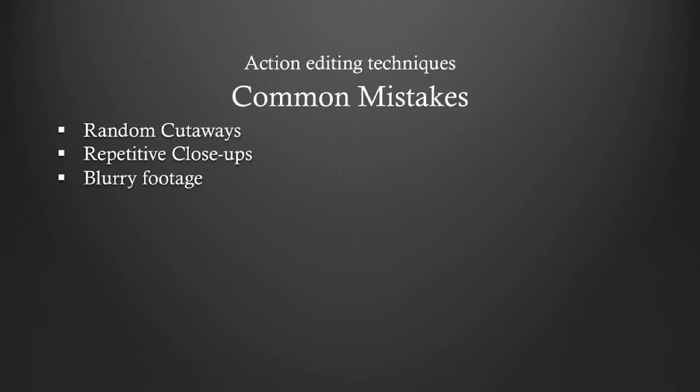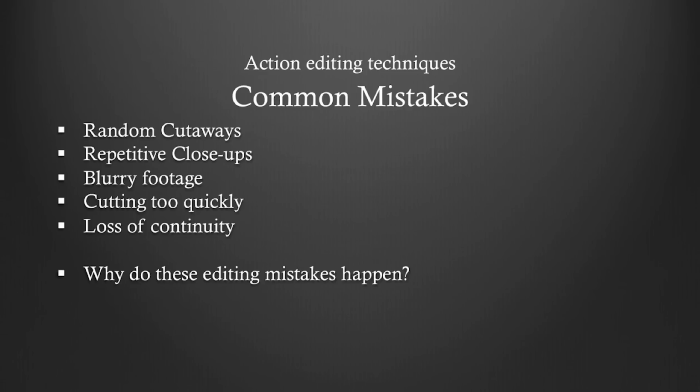Oftentimes there's blurry footage because there's so much movement and the camera operators weren't all that experienced, or they didn't know how to work with depth of field, or they had too many close-ups, which ends up in blurry footage because there's a lot of movement. Often people will cut too quickly to get around poor choreography, blurry footage or too many close-ups, and there's also loss of continuity, not paying attention to continuity from one shot to the next. We're going to go over some suggestions showing you how to avoid a lot of these mistakes. First of all, it does help if the footage was shot well and the choreography is good.